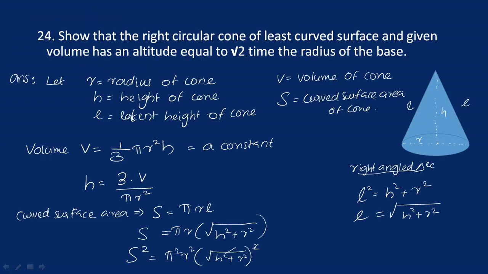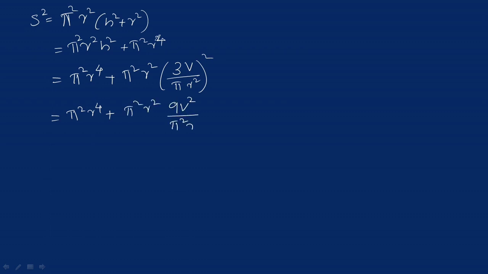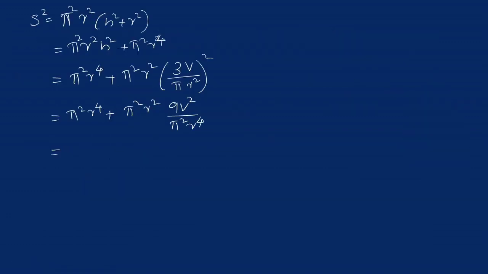Now instead of h, we are substituting the value of h, that is 3V by pi r square. So we have pi square r raised to 4 plus pi square r square, and instead of h square, 3V by pi r square whole square, that is 9V square by pi square r raised to 4. Cancelling the pi square r square from numerator and denominator in the second term, we have S square is equal to pi square r raised to 4 plus 9V square by r square.